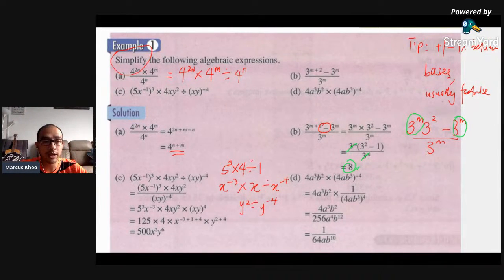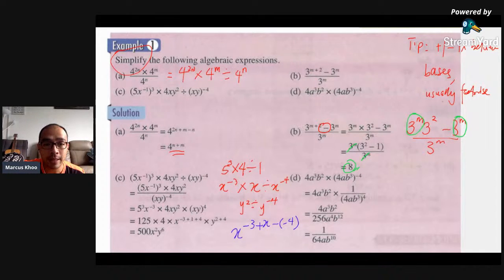Okay, so that's why you get 500 over here. Now, x to the power of negative 3 times x divided by x to the power of negative 4. Okay, now we can use all the laws of indices over here. What we will get is x to the power of negative 3 plus x minus negative 4. Now remember, the reason why I can do this is because the base is the same. So same base, so the operation will be plus and minus.